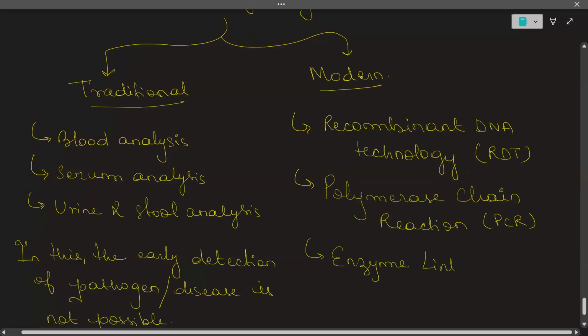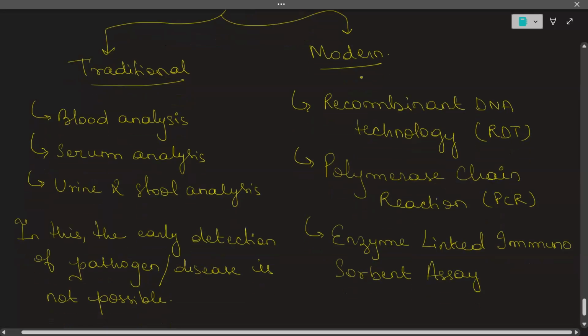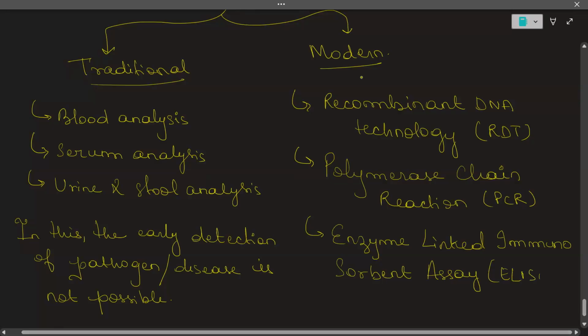Enzyme linked immunosorbent assay. And in the short form, it is known as ELISA, or ELISA, whatever you want to call it. To remember it, it is enzyme linked immunosorbent assay.